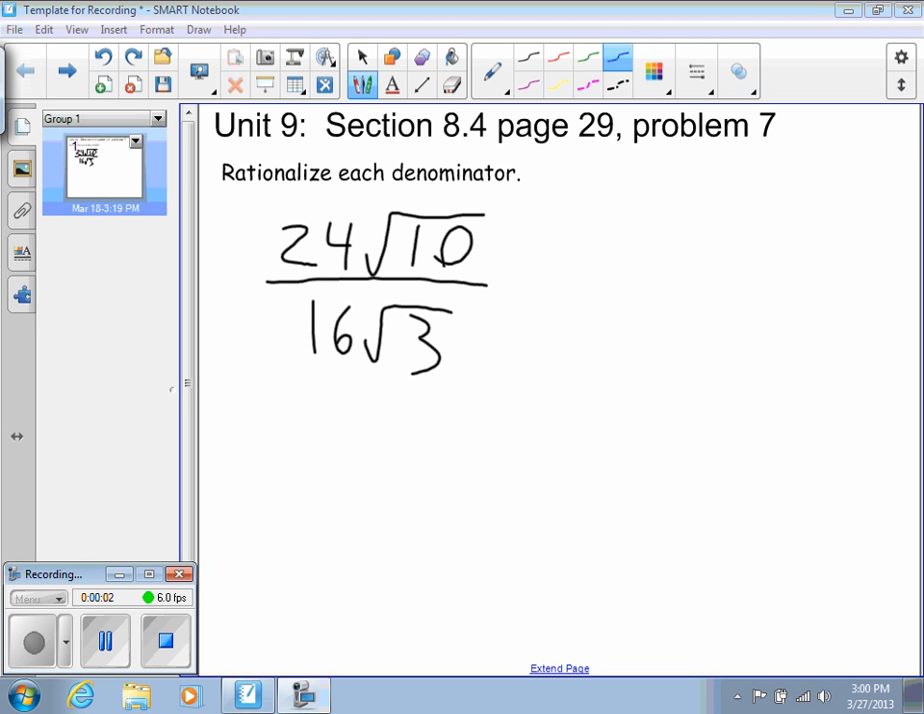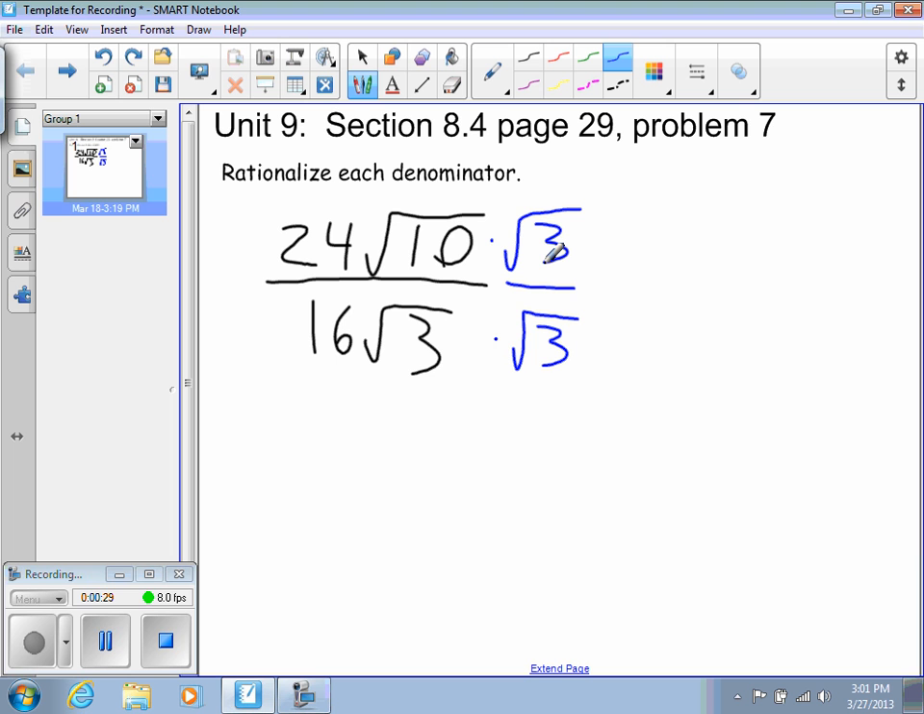Now let's try rationalizing the denominator of a fraction that's a little more complex. We don't have to worry about the whole number, just the radical on the bottom. So we need to get rid of this square root of 3 on the bottom of the fraction, and we will do it by multiplying top and bottom both by the square root of 3.